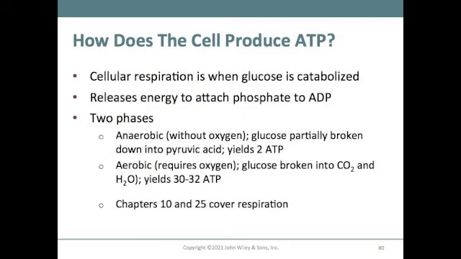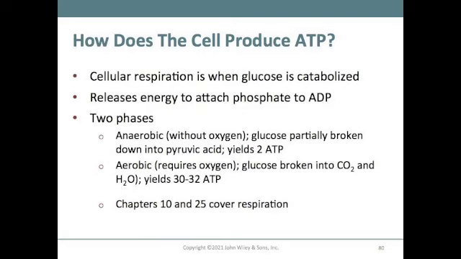Moving on to the next slide, where does the cell get the energy required to produce ATP? The energy needed to attach a phosphate group to ADP is supplied mainly by the catabolism of glucose in a process called cellular respiration. Cellular respiration has 2 phases, anaerobic and aerobic.